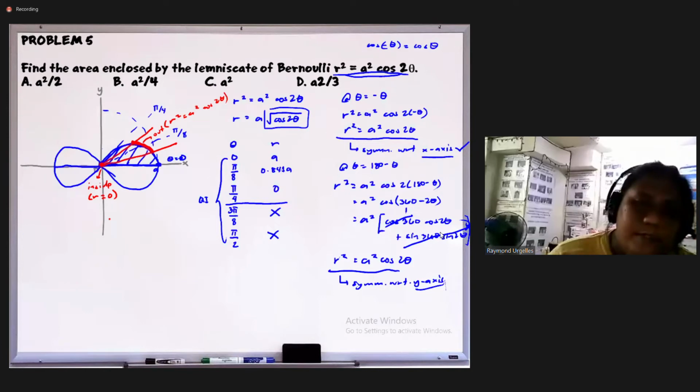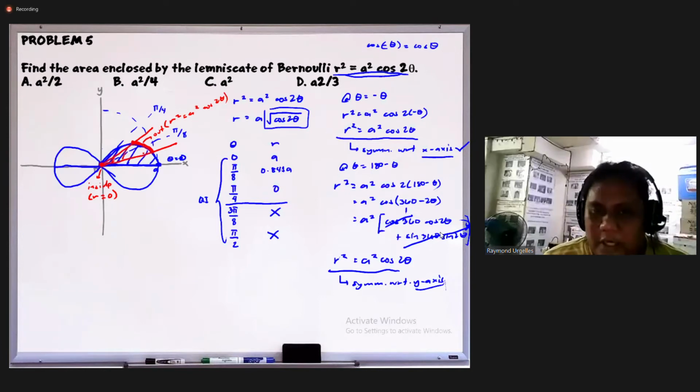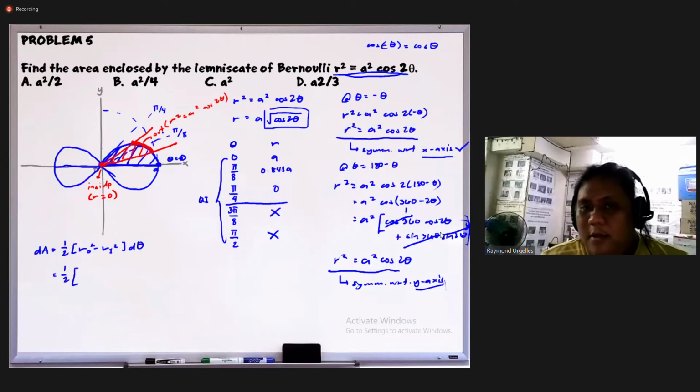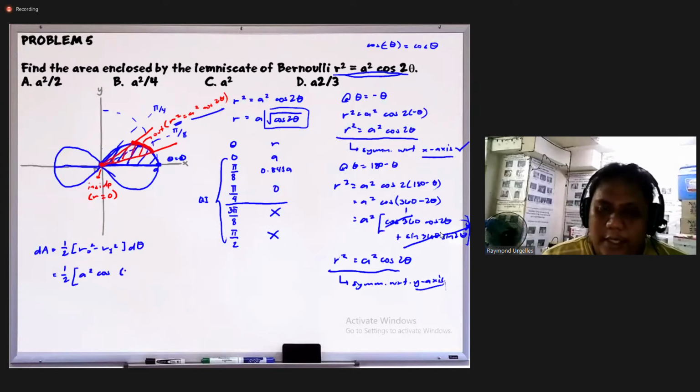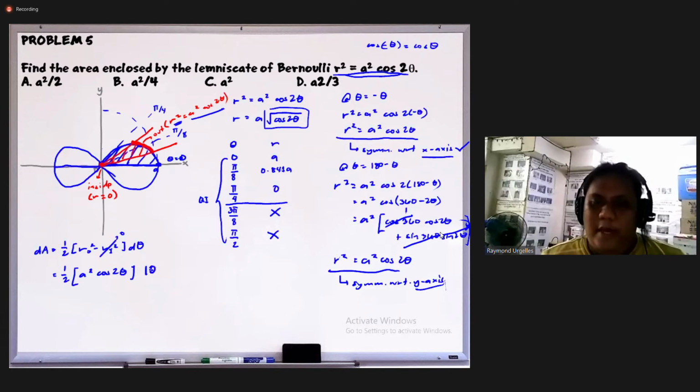So solving for this bounded area, we call it our differential area dA. This is equivalent to 1/2 times r outside squared minus r inside squared, multiplied by d theta. So this will be 1/2. What is our outside boundary? That is this one. It is squared, so we just copy it: a squared cosine of 2 theta. For r inside, r inside is 0, so this will just cancel. Then this will be multiplied by d theta.